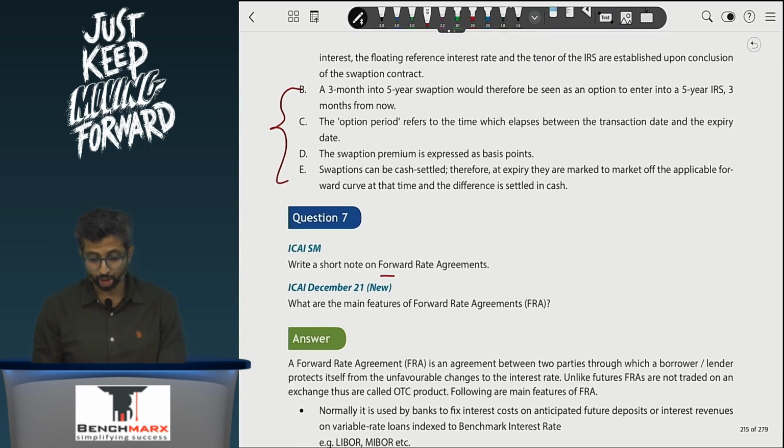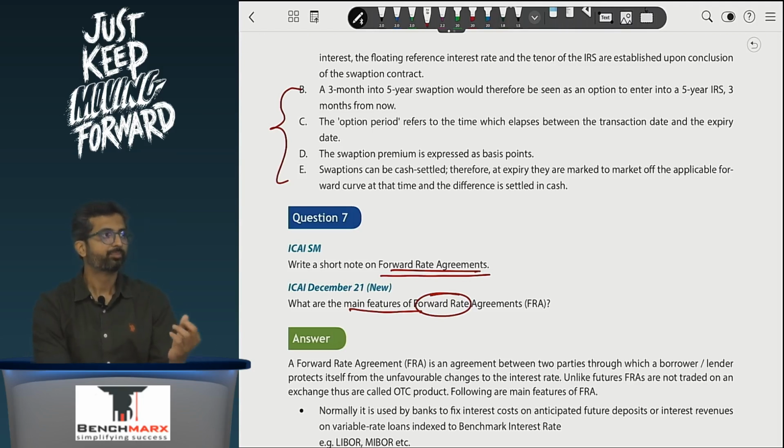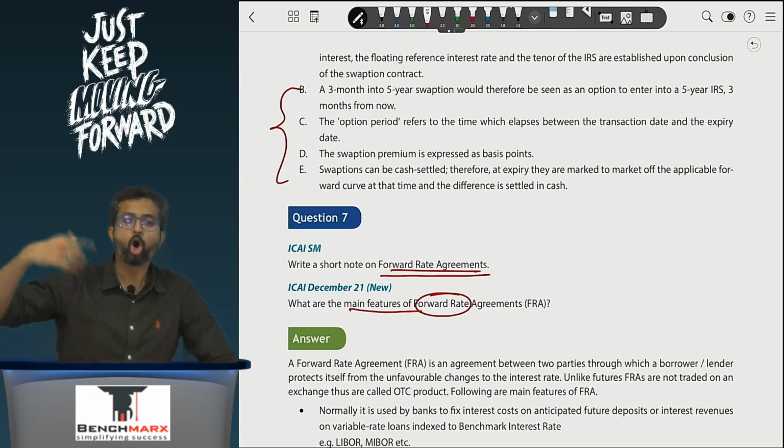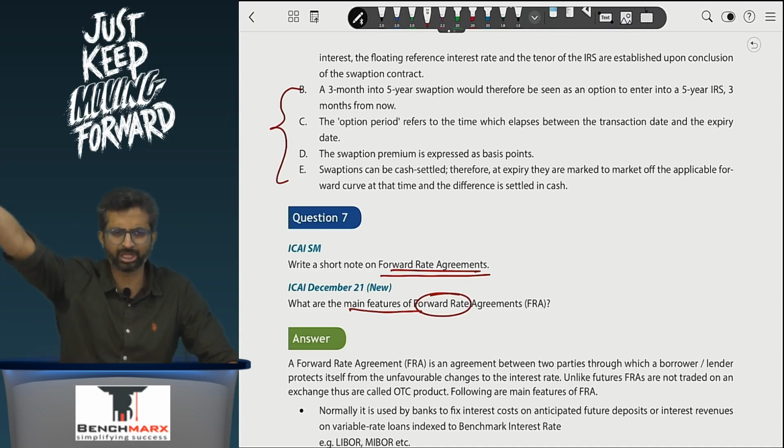Write a short note on forward rate agreements. What are the main features of a forward rate agreement? Well, have you done currency forwards? It's a forward to buy currency. In a similar way, equity forwards. यहाँ पे it's a forward that I'm entering to borrow or lend at a predefined rate at a predefined date.